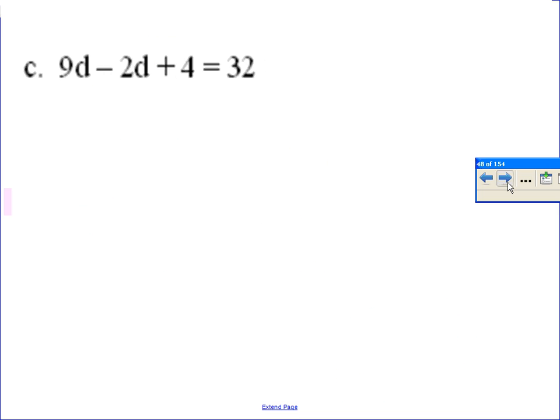Yep. All right. I want you to do letter C and D on your own. Don't go any further. Do C and D on your own, unless you all have already done it. Then just sit patiently. So C and D on your own.